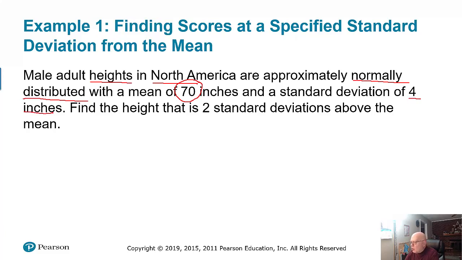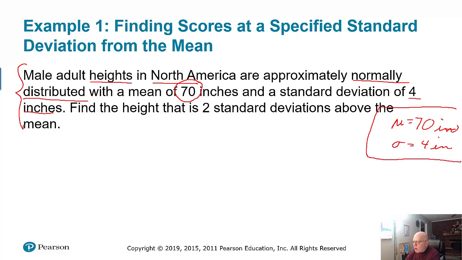Now, what I do when I'm working one of these problems is, I don't want to have to read this whole paragraph over and over. So the first thing I do is say, okay, it says the mean of 70, so I write it over here. Mean is 70 inches. And the standard deviation is 4 inches. Maybe put that in a box, maybe put some color to it. That way I can find this information anytime I need it. I don't have to go read through the paragraph again.